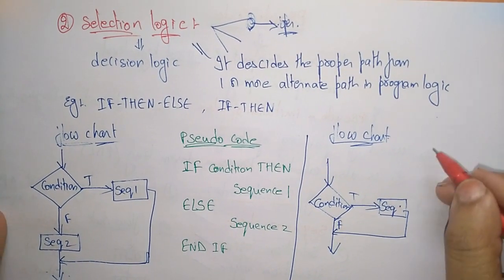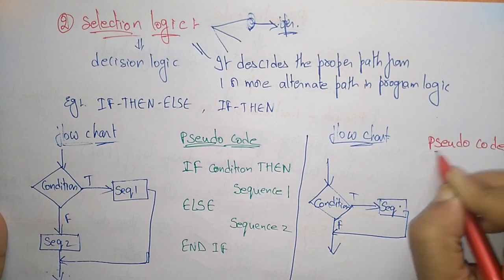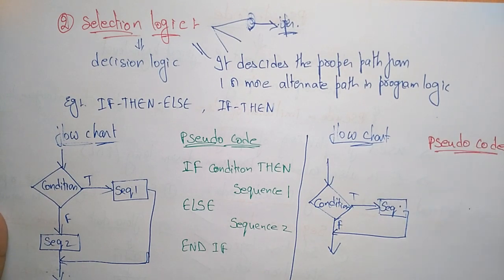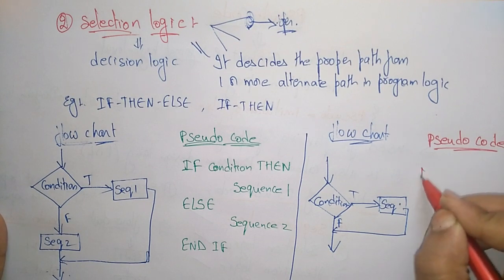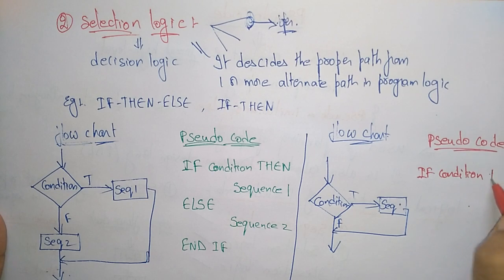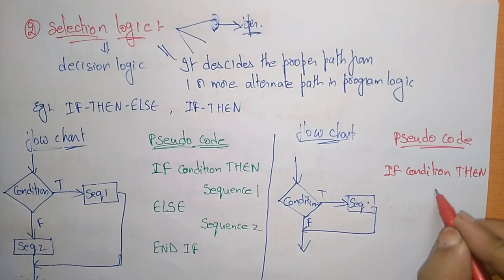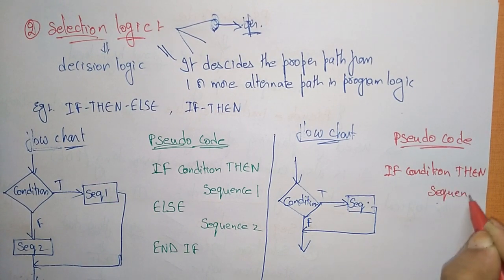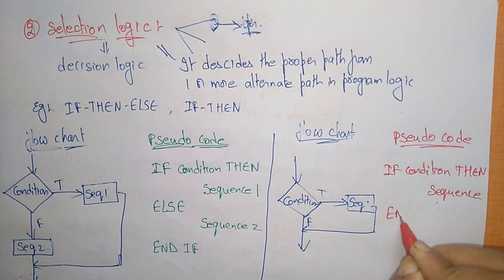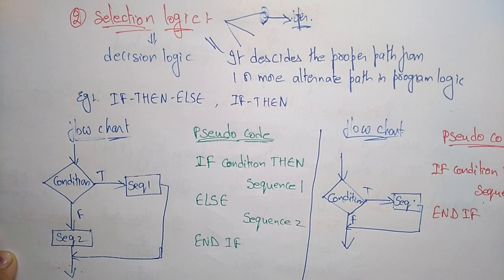So let us see the pseudocode for this if then. The main thing here to note is that keywords should be in capital letters. IF condition THEN you have to go with the sequence, and ENDIF. So this is the pseudocode for the selection logic. Thank you.